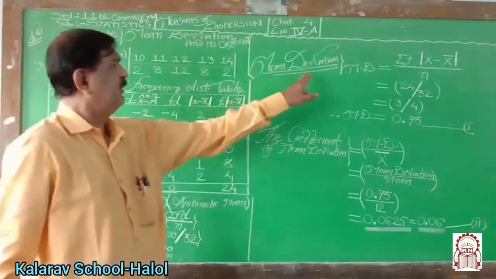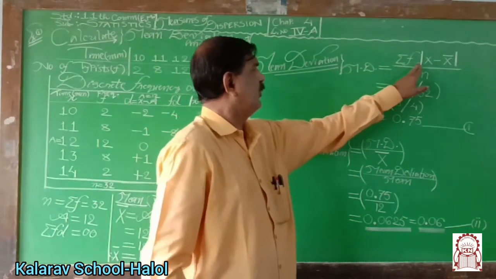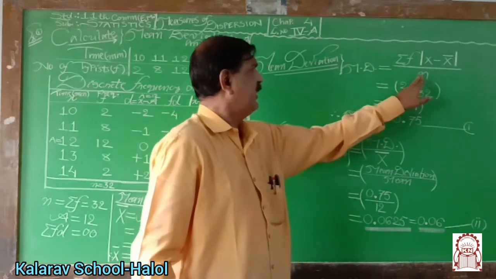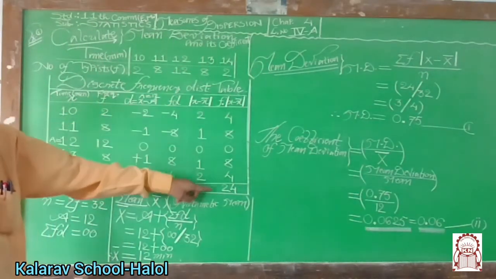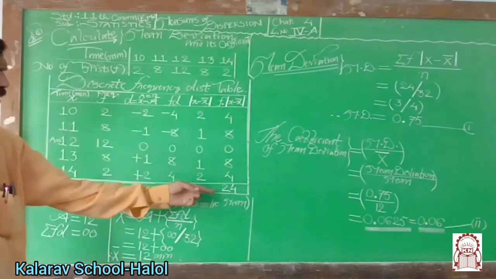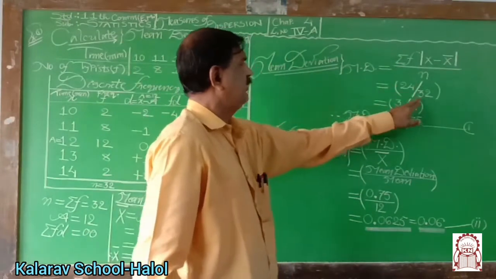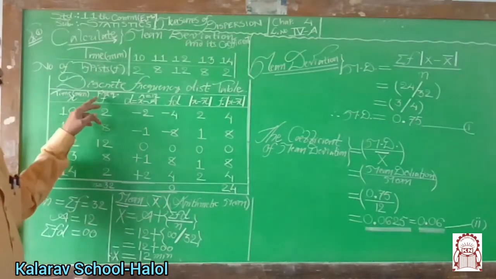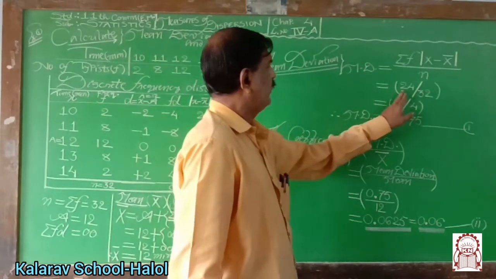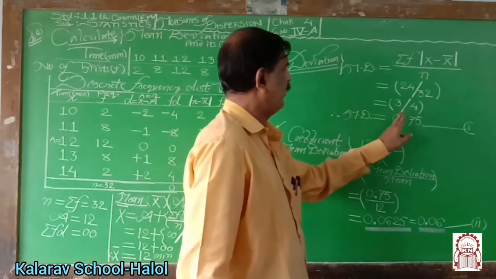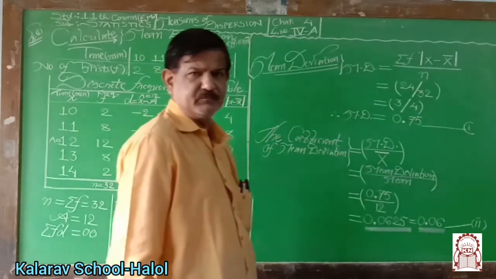Mean deviation is known as an average: sigma F into modulus x minus x bar upon N. N means frequency total. Total of the last column is 24, upon N, frequency total, 32. 24 upon 32, that is 3 by 4, which means 0.75. Call this answer number 1.